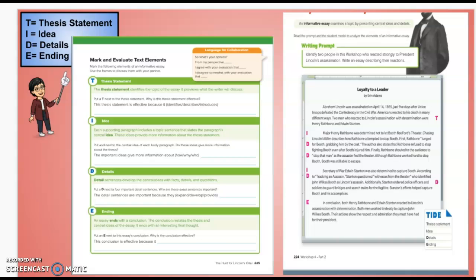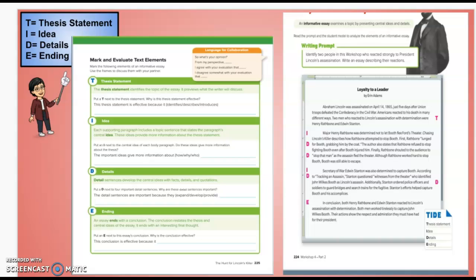Now, after you've done that, I'm going to ask you to answer this question. This thesis statement is effective because it what? It identifies something. What does it identify? Or is it describing something, or it introduces something? So when I reread that, it clearly talks about 2 men and their reaction to President Lincoln's assassination and how they did it with determination. So the thesis statement is effective because it what? I want you to use your own words and complete that sentence.